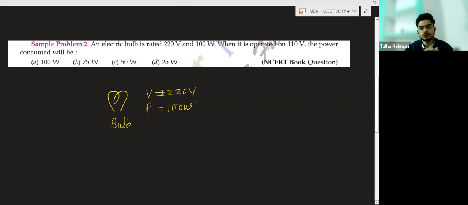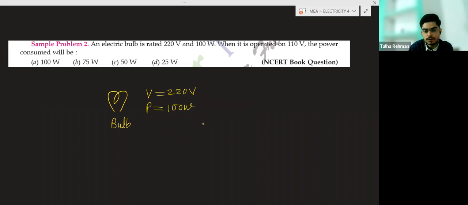So basically when you go to the market and purchase a bulb, the rated voltage and the power of the bulb will be given on it. From this you can calculate the resistance of the bulb. You know that power is equal to V square by R.